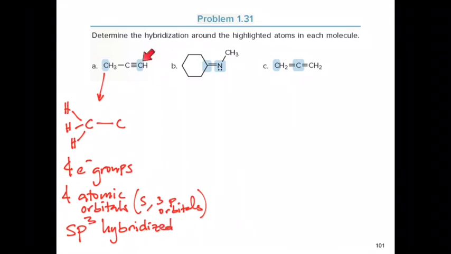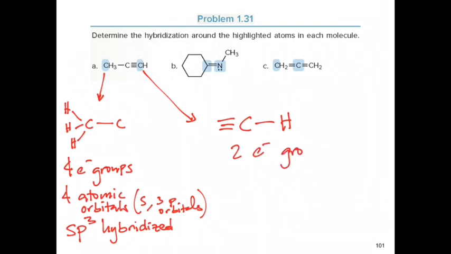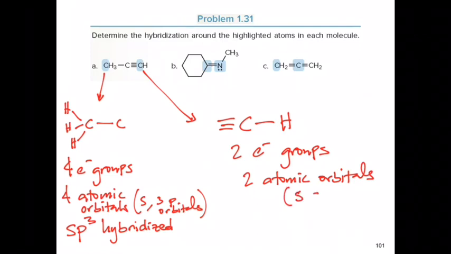All right, so what about this carbon right here that's highlighted? This carbon has a triple bond and a single bond to a hydrogen. And so the total number of electron groups for this one is 2. 1, 2. So 2 electron groups, which means there's going to be 2 atomic orbitals overlapping, 1 s and 1 p. So in that case, this is going to be an sp hybrid orbital, or sp hybridized carbon.